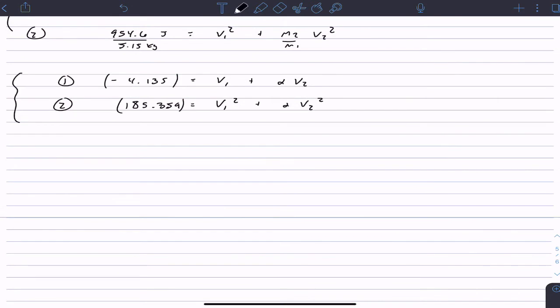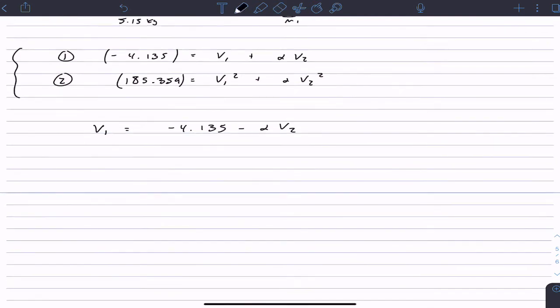So now at this point we just solve. We take V1 equal to this, and then we plug that into the next equation. So we solve for V1 here and plug it into the next equation, just like from algebra class.